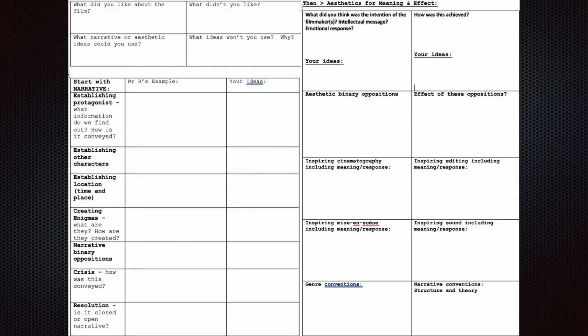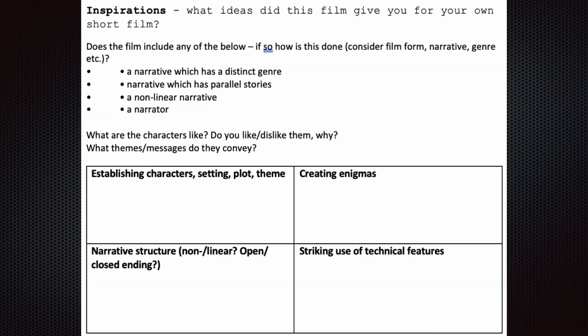Narrative, how does it establish protagonists? How are other characters established? How is setting established? Are there enigmas conveyed? Binary oppositions are really key, is my feeling. Any crises conveyed and how are they resolved, if they are, as well as the typical things that we'd be looking at in terms of cinematography, editing, mise-en-scène, sound. All in all, how does this build inspiration for your film, be it a distinct genre, a narrator, non-linear narrative, or use of parallel storylines?